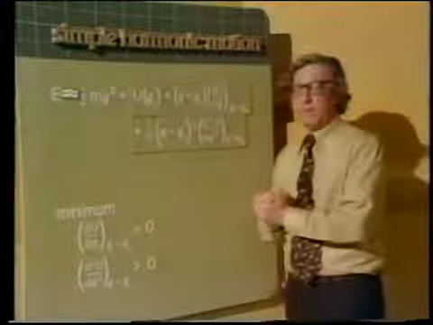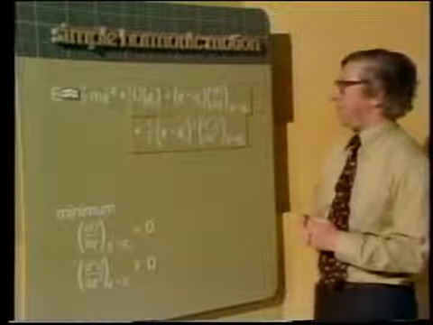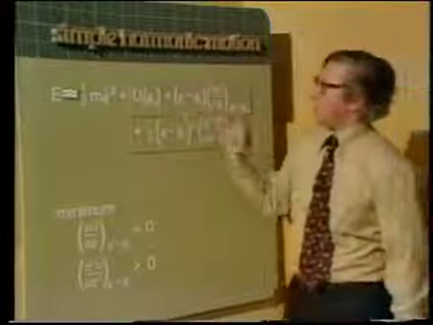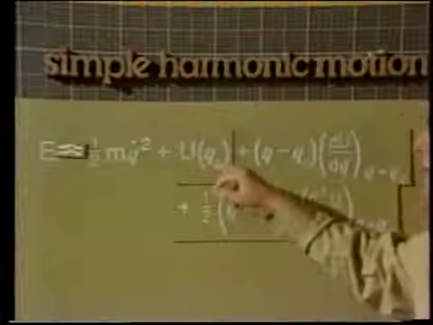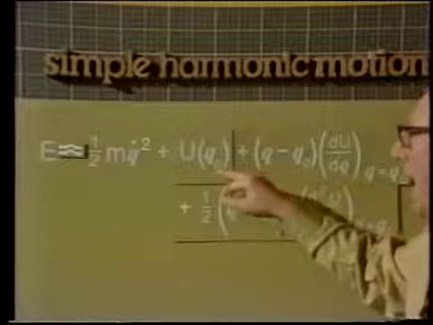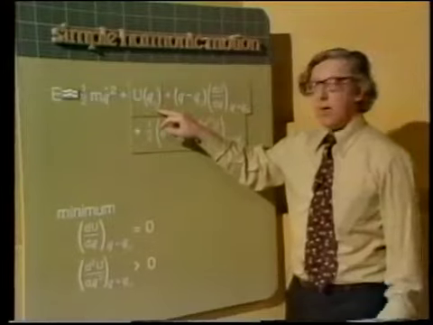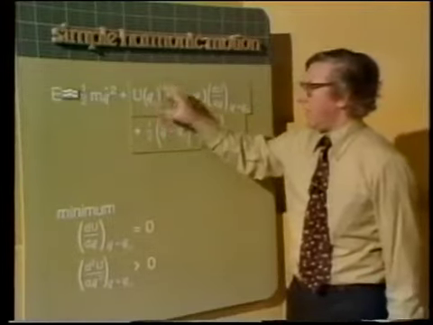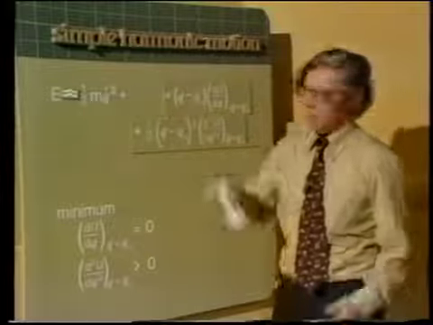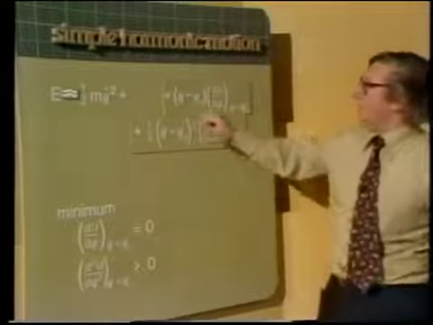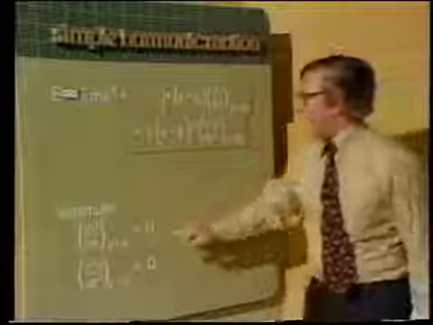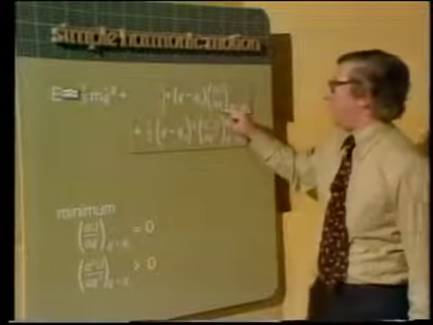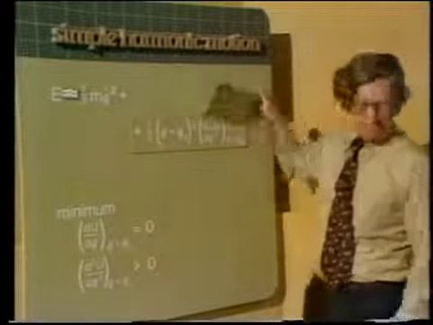Well, it still looks a bit complicated, so let me simplify. First of all, the constant term. Well, I can choose the potential to be 0 at the minimum point Q0. Remember, that's what we did for the perfect spring. So that gets rid of the constant. Now, the first derivative, well, at a minimum, that's 0 anyway. So this term goes out.